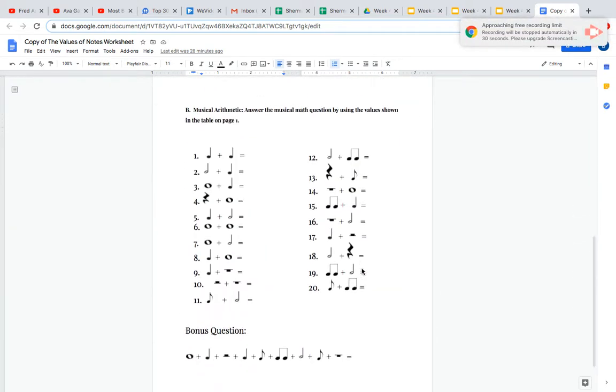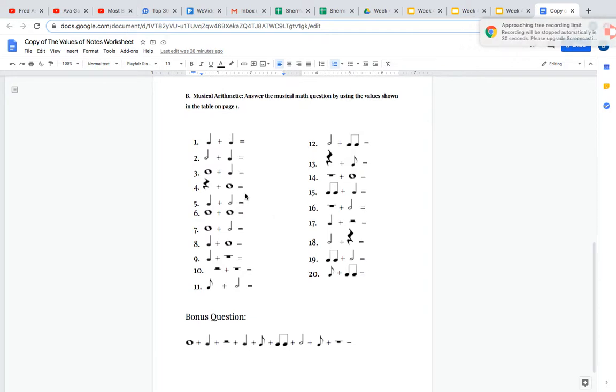Then part B is more of the math. Now, be very careful. For example, number 10, notice these are both rests. The answer won't be 0. Actually count this. This is a half rest, which is 2. This is a whole rest, which is 4. So that one will be 6. So count all of the rests with a real value.